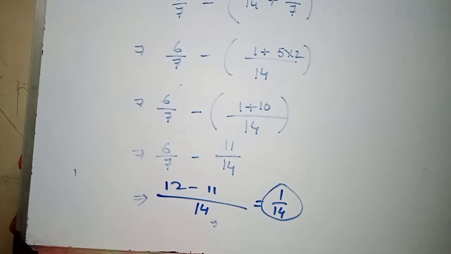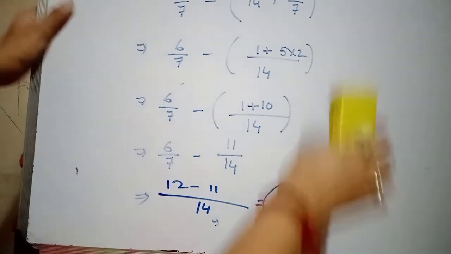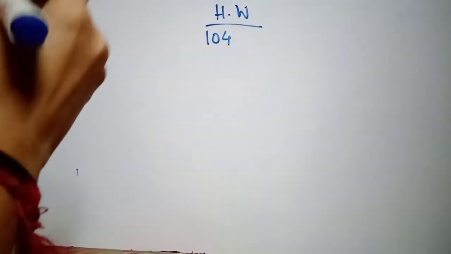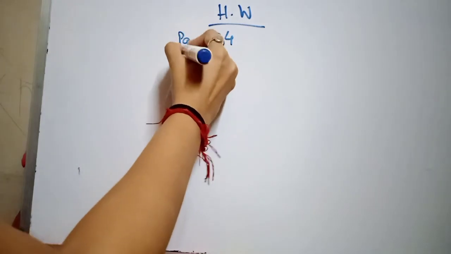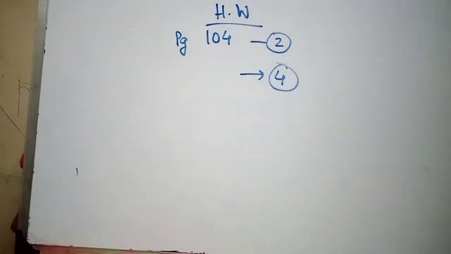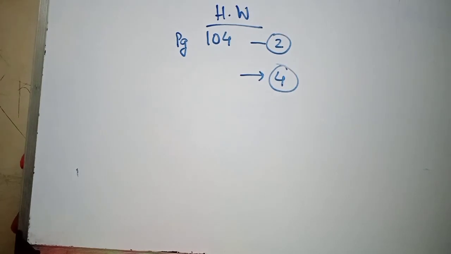For your homework will be simplification. I am giving you the homework. Your homework will be page 104, number 2. Sum number 2 and sum number 4, that is the simplification. You will do these sums.